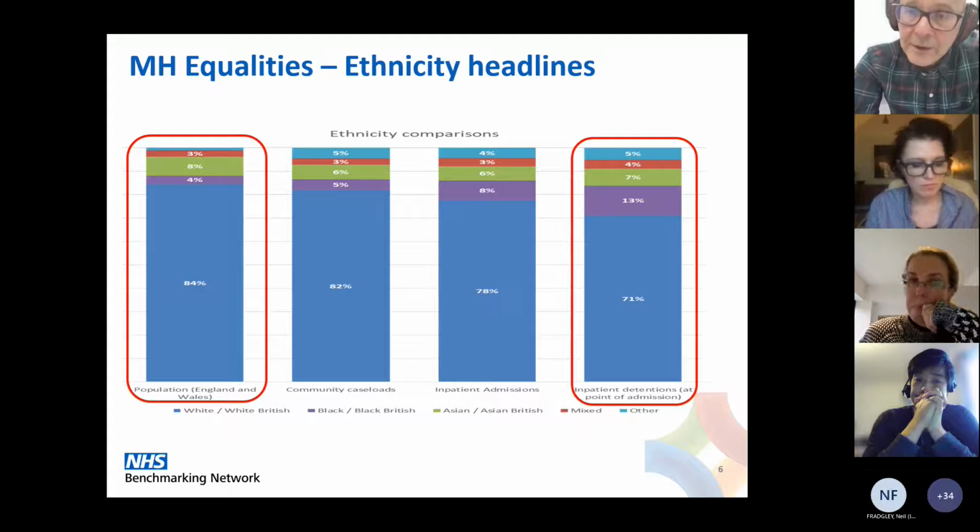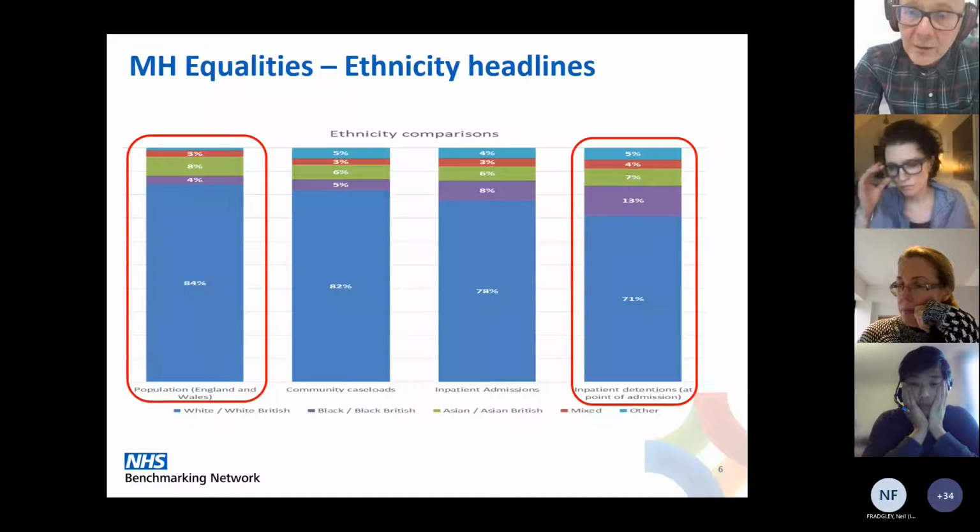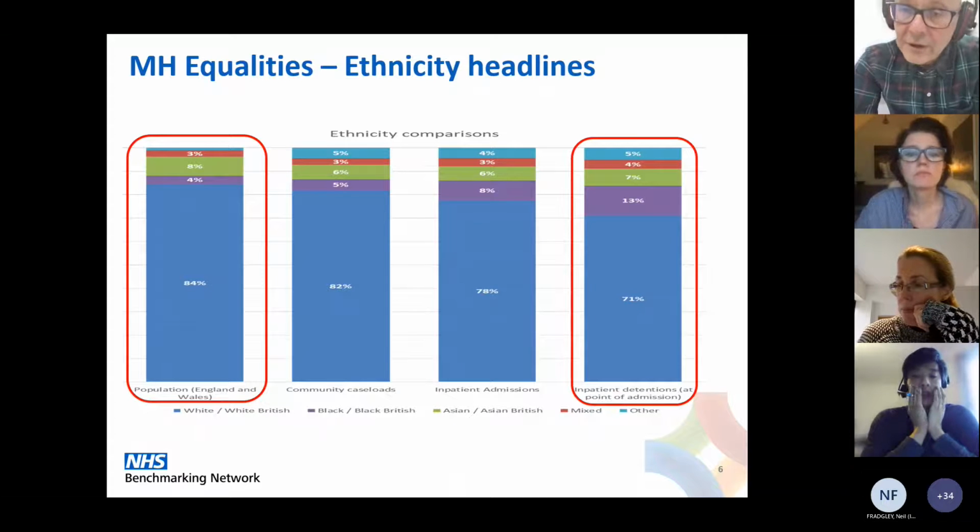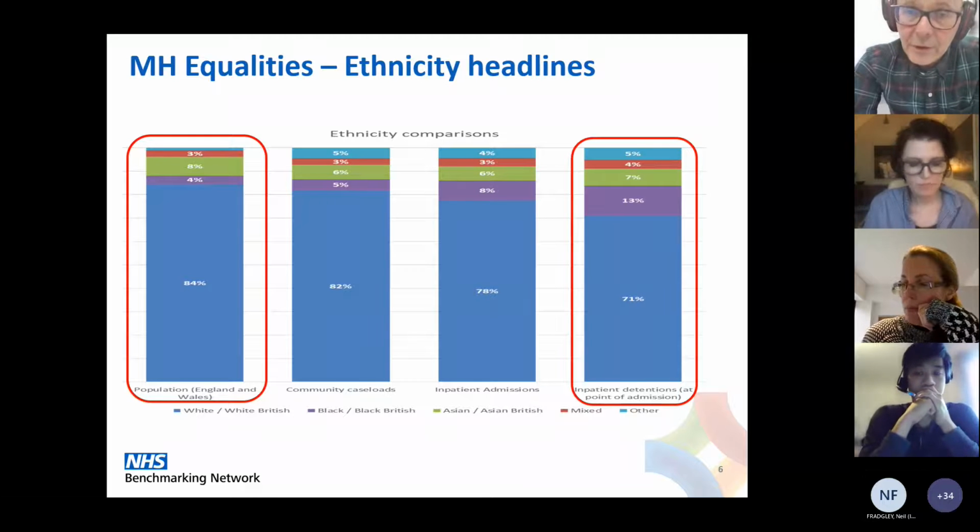Then the final bar explores the story of detentions. This is how many people are detained under the Mental Health Act by the different broad ethnicity categories. And unfortunately, that's where we see really the strongest skew. So what we're seeing is that BAME patients are twice as likely as a group to be detained under the Mental Health Act as white British people. And unfortunately, it's Black British people who are bearing the brunt of that, and they're 3.5 times more likely to be detained under the Mental Health Act than the general population.